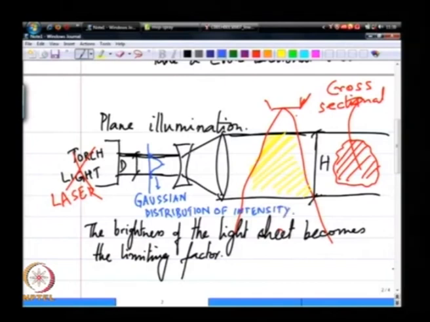So, if I take a laser that has a Gaussian distribution of intensity and pass it through a pair of concave and convex lenses just like shown there, that intensity distribution is still retained. So, the laser itself, when distributed into a sheet, would still be brighter in the middle than at the edges.